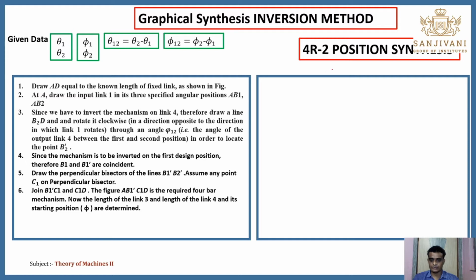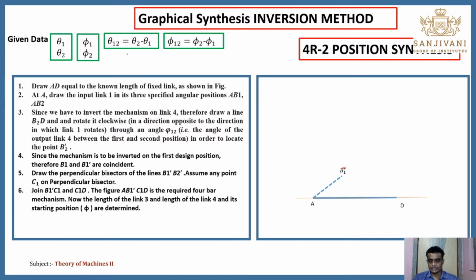First of all, we are going to consider the 4R chain, 2-position synthesis, where theta 1, theta 2, phi 1, phi 2 are given to you. What we need to do is draw one horizontal line. Next you have to take a suitable distance. You can assume any distance, that choice depends on you. You have to mark the fixed link AD, assuming this distance. Next you have to mark the first position A B1, and from this position you have to mark the second position.